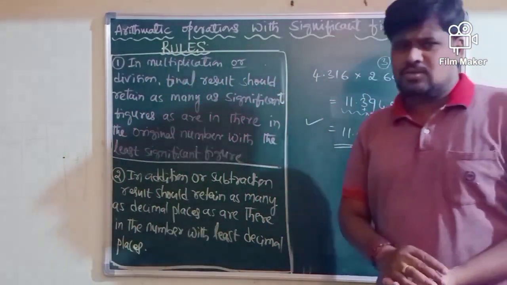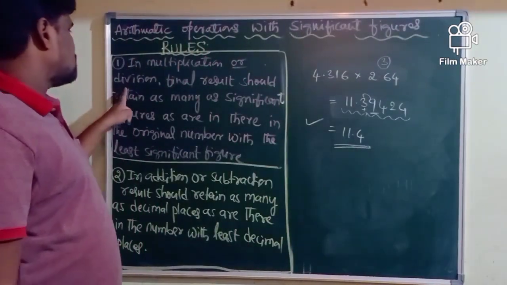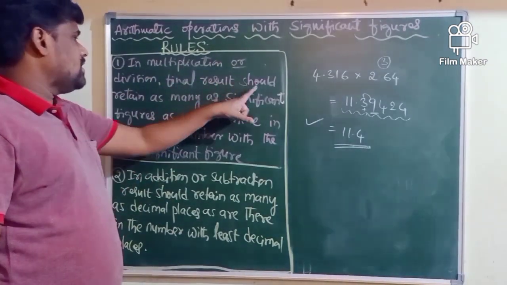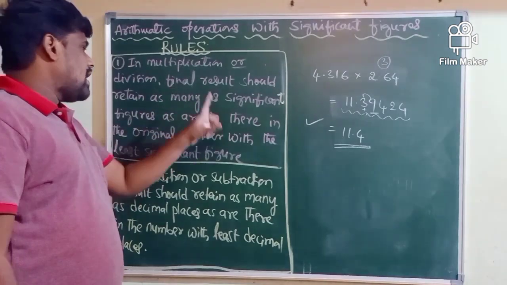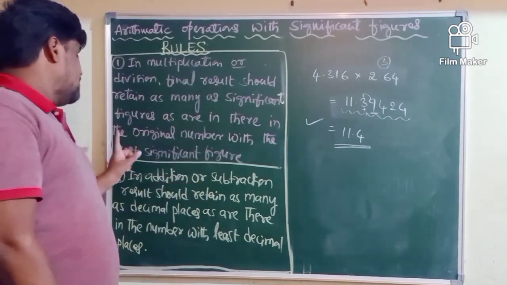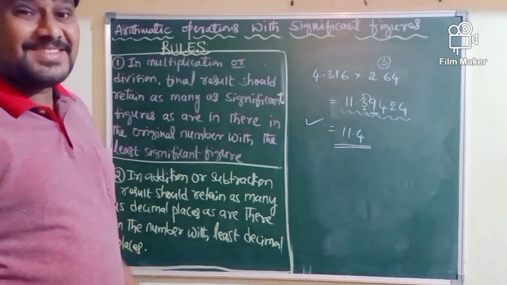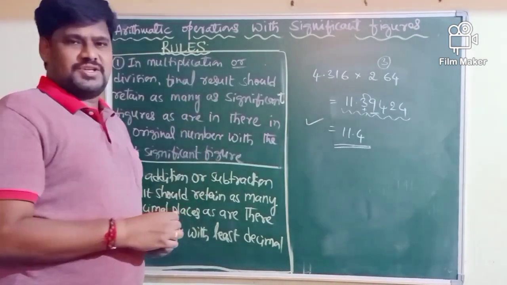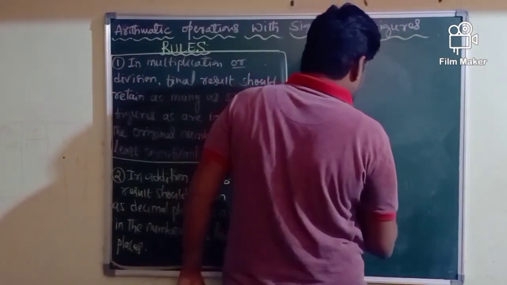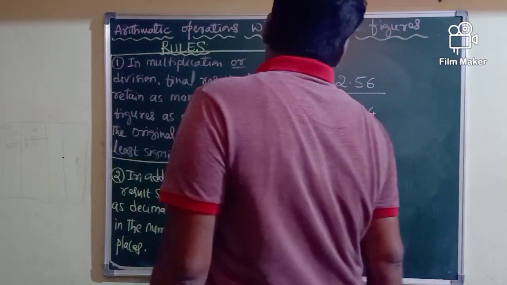Division of the measurements. Look at the rule here. Concentrate on the statement of the rule. In multiplication or division, the final result should be retained with as many significant figures as are there in the original number with the least significant figures. That is the rule which is used for multiplication as well as division. Let me take one more example here.